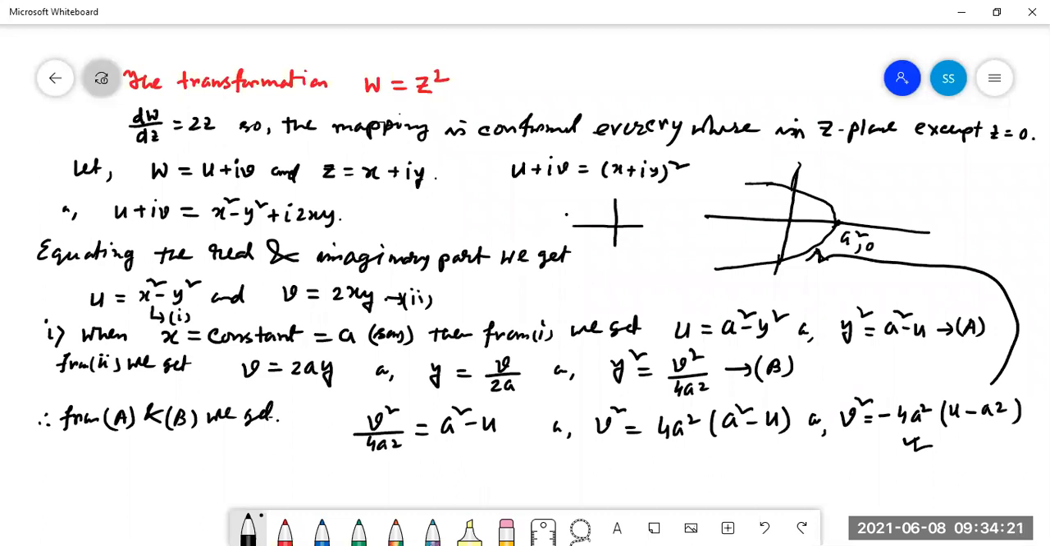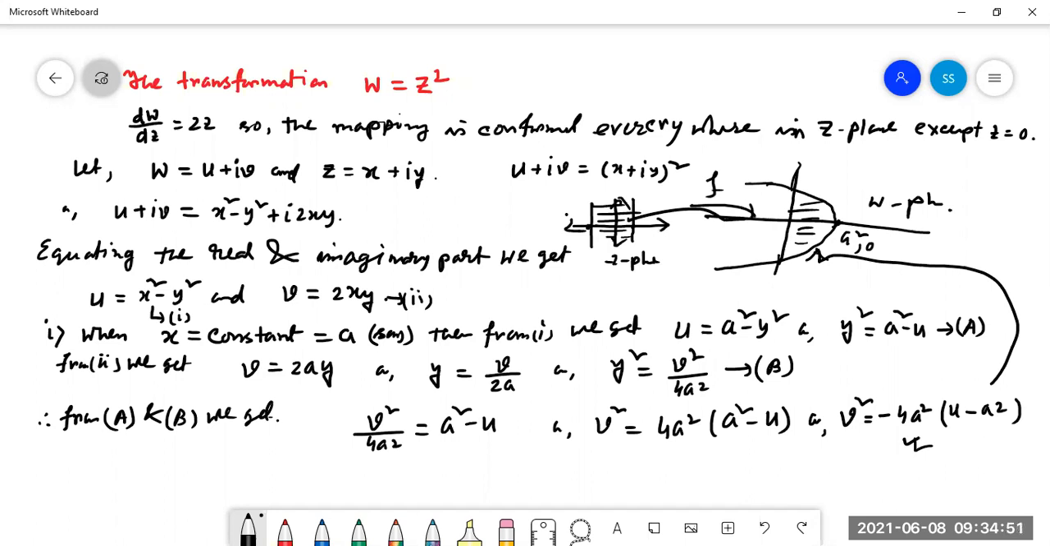So in the z plane, x equal to a is this, and x equal to minus a is minus a comma 0, a comma 0. So it was the z plane, but after transformation it is in the w plane. Actually this is the z plane and it is the w plane. So this straight line strip, after transformation, is coming as a parabola here.